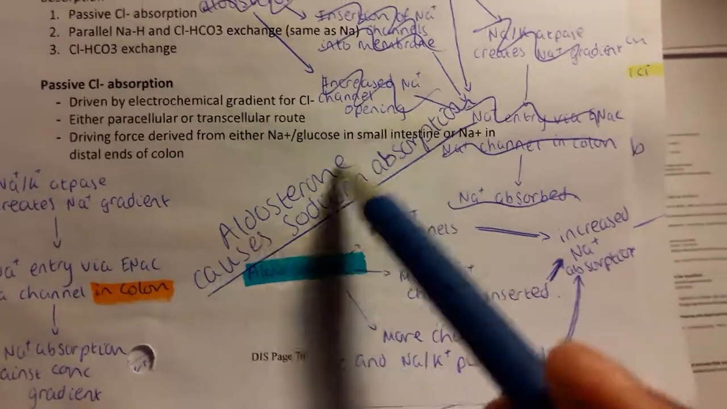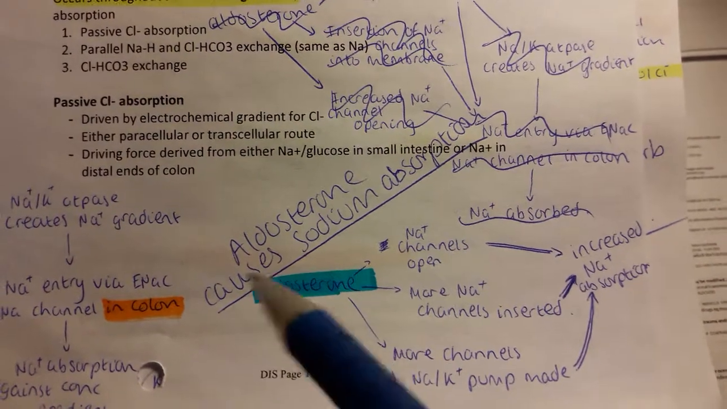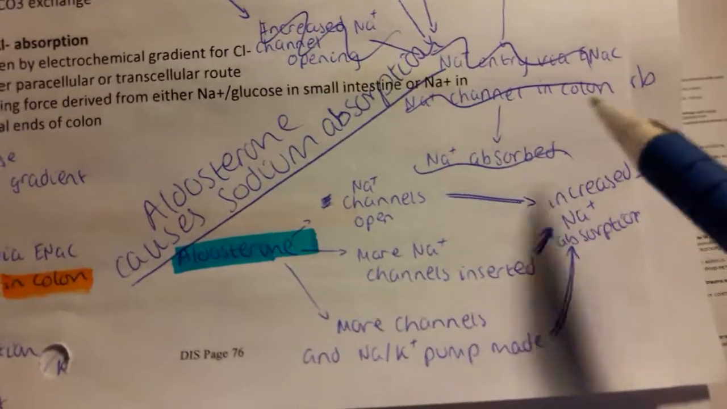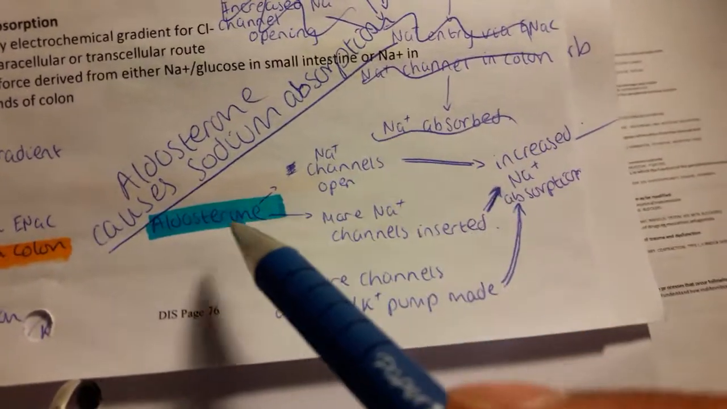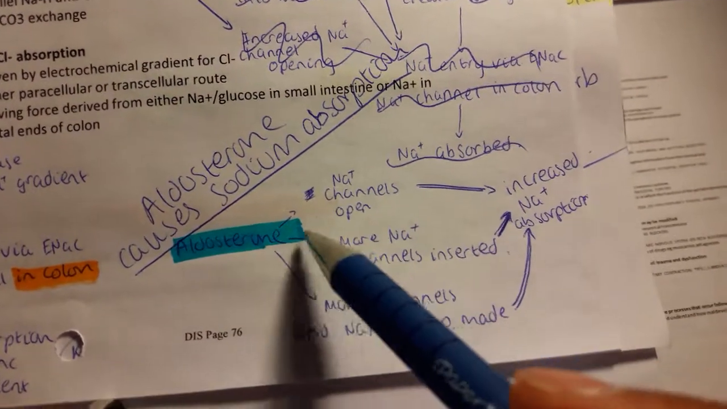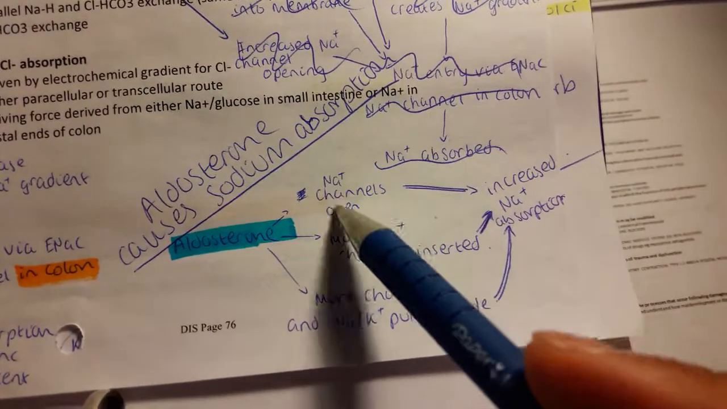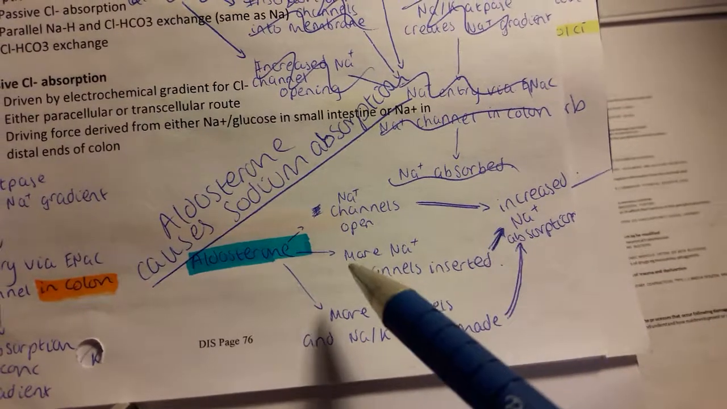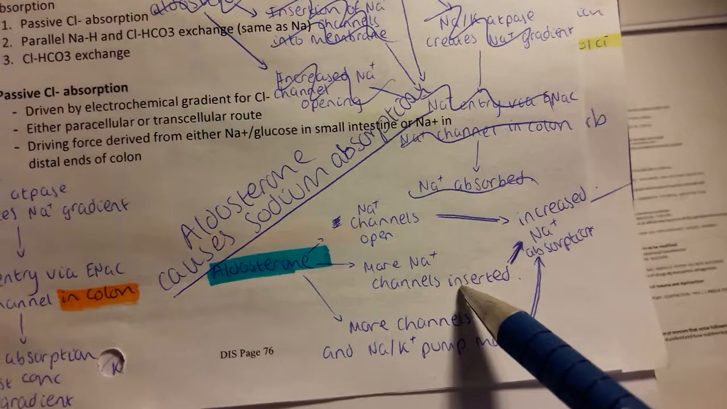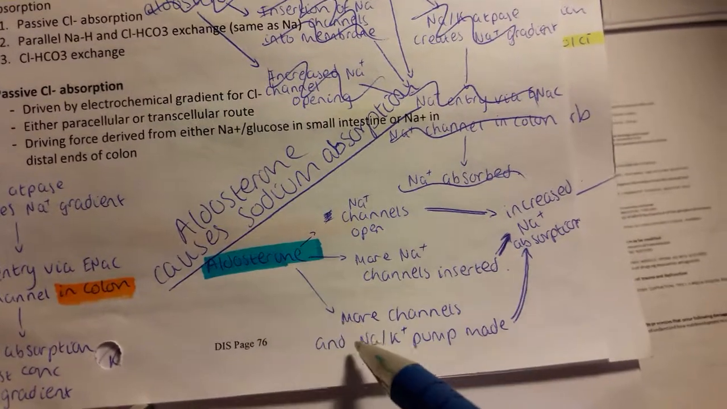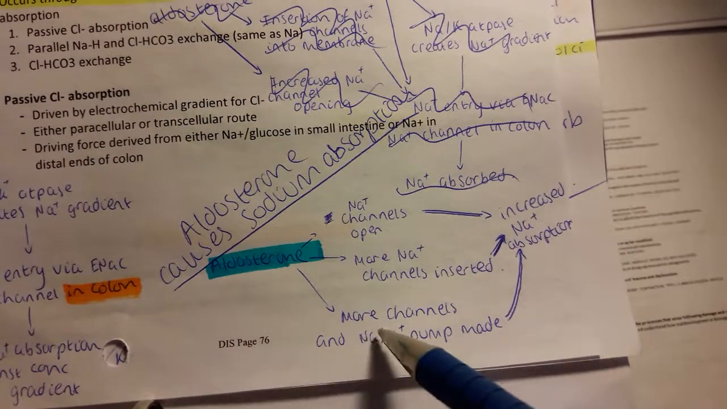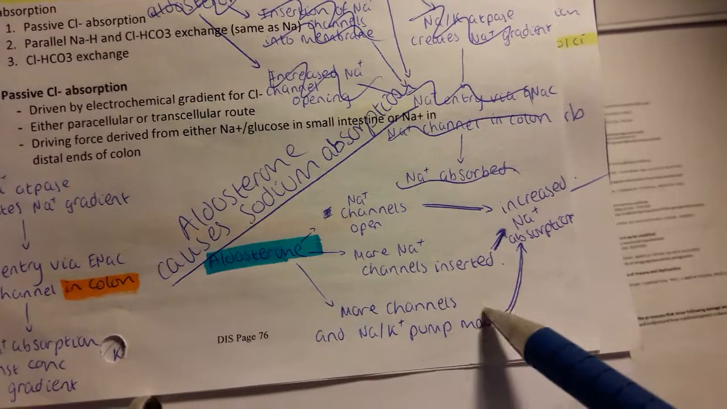And I mentioned that aldosterone stimulates the entry of sodium, the absorption of sodium in the colon. How does it do this? Well, aldosterone stimulates three different things. It causes more ENaC channels to open. It causes more ENaC channels to be inserted. And it also causes more ENaC channels and sodium-potassium pumps to be made.